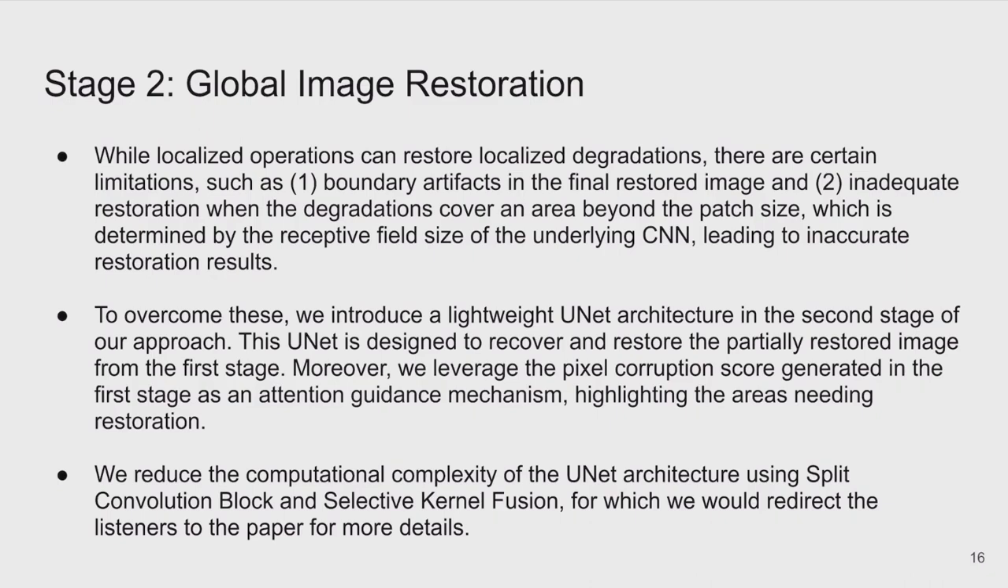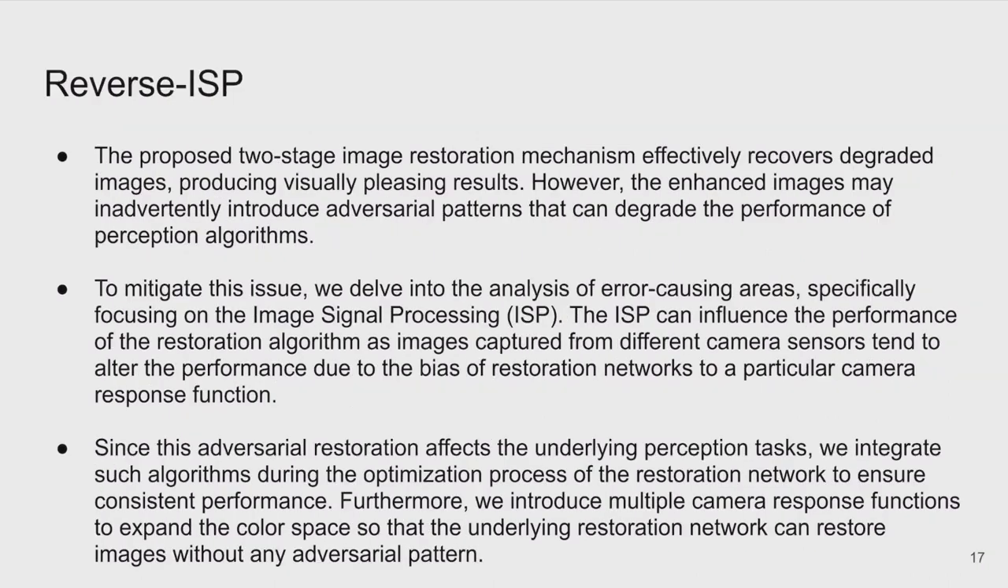To overcome this, we introduce a lightweight unit architecture in the second stage of our approach, which is designed to recover and restore the partially restored image obtained from the first stage. Moreover, we leverage the pixel corruption score generated in the first stage as an attention guidance mechanism, highlighting the areas needed more restoration. We reduce the computational complexity of the unit architecture using split convolutional block and selective kernel fusion, for which we would redirect the listeners to the paper for more details.